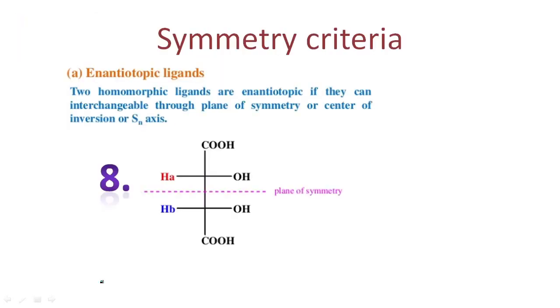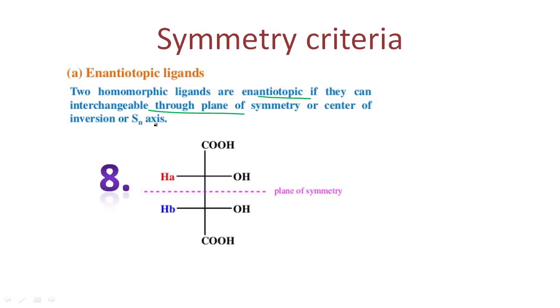The next one is the symmetry criteria. Two homomorphic ligands are enantiotopic if they can be interchanged through a plane of symmetry or center of symmetry. So how do we decide when you have a plane of symmetry?